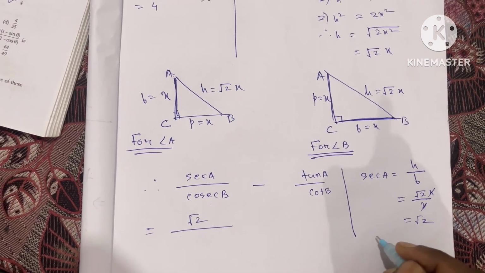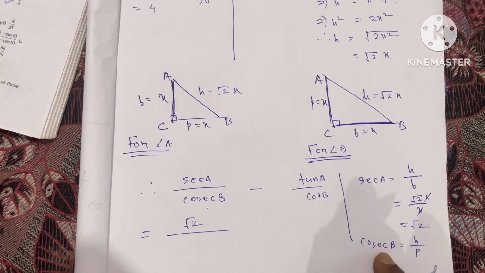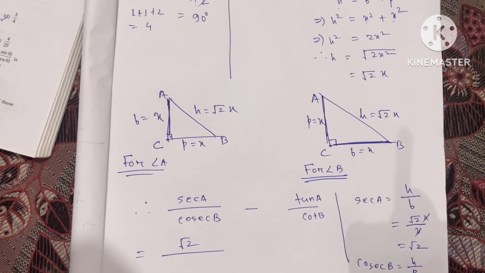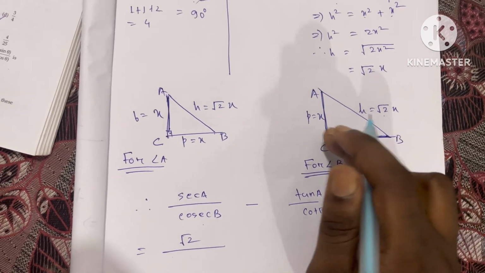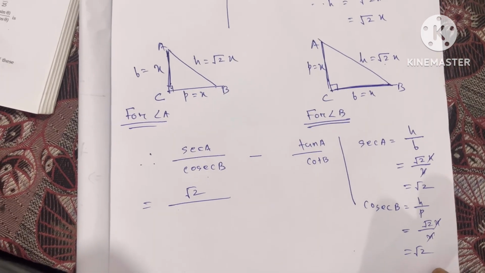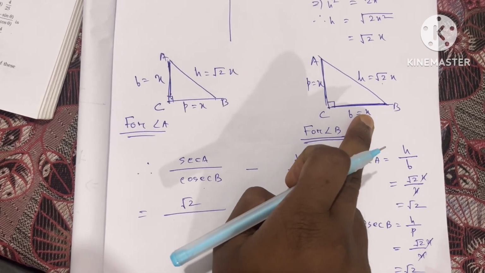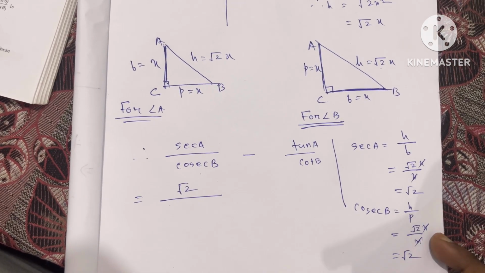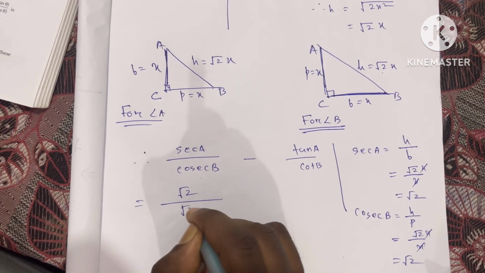In the same way you can find the value of cosec B. The cosec B formula is h by p. Because the angle mentioned is B, for cosec B you have to see this triangle, where for B this is the base and this is the perpendicular. So h is root 2 x, and p is x. X cancels, and it is root 2. So cosec B is also root 2.